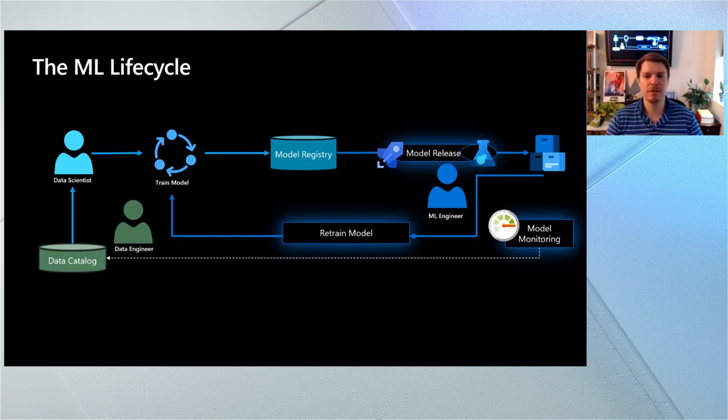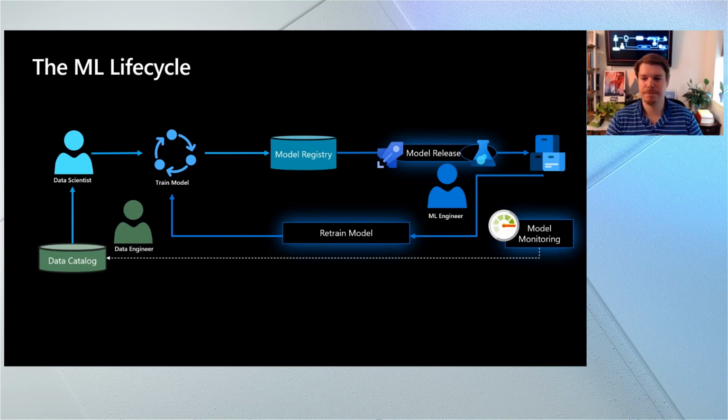Now, when it hits the model registry, your ML engineer, or the person who's responsible for making sure that your model gets deployed out to production or used in whatever data pipeline it's trying to get used inside of, will then set up the process to package, validate, deploy, and monitor the model. And then those monitoring signals are used to indicate when you should actually go ahead and retrain the model to replace the one that's currently running in production.